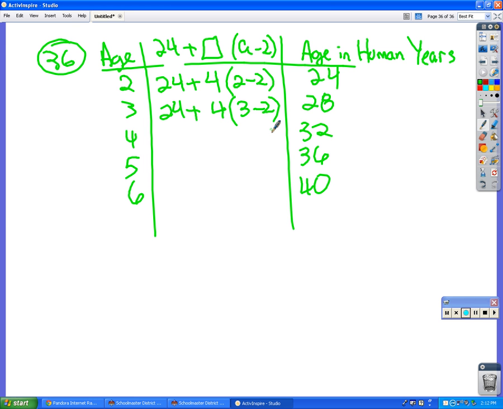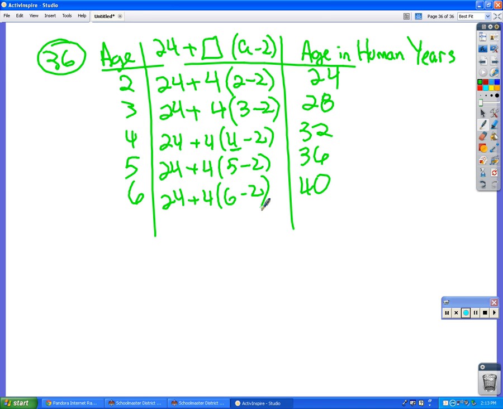Okay, so the only number that's changing as we go down this column is this one right here, which stands for the age. So this is 24 plus 4 times 4 minus 2 because they're 4 years old. 24 plus 4 times 5 minus 2. And 24 plus 4 times 6 minus 2. Okay? Make sense? Okay, so I have a cat that's like 12. So that's about 64. Yeah, that makes sense.